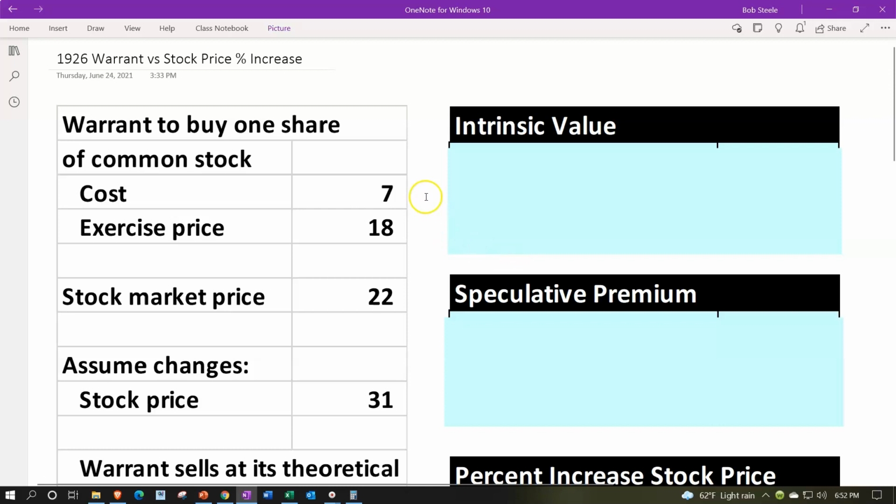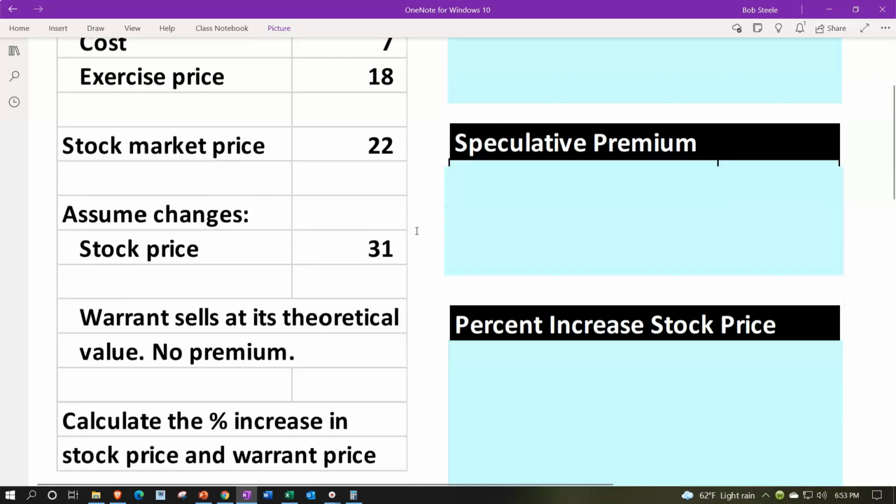We have a warrant to buy one share of common stock. The cost of the warrant then is $7. If we exercise the warrant, we can purchase one share of common stock at $18. The stock market price, meaning if we simply purchase the stock outright, would be $22. So if we had the warrant, we could purchase the stock for $18 as opposed to $22, but to buy the warrant, it costs $7.